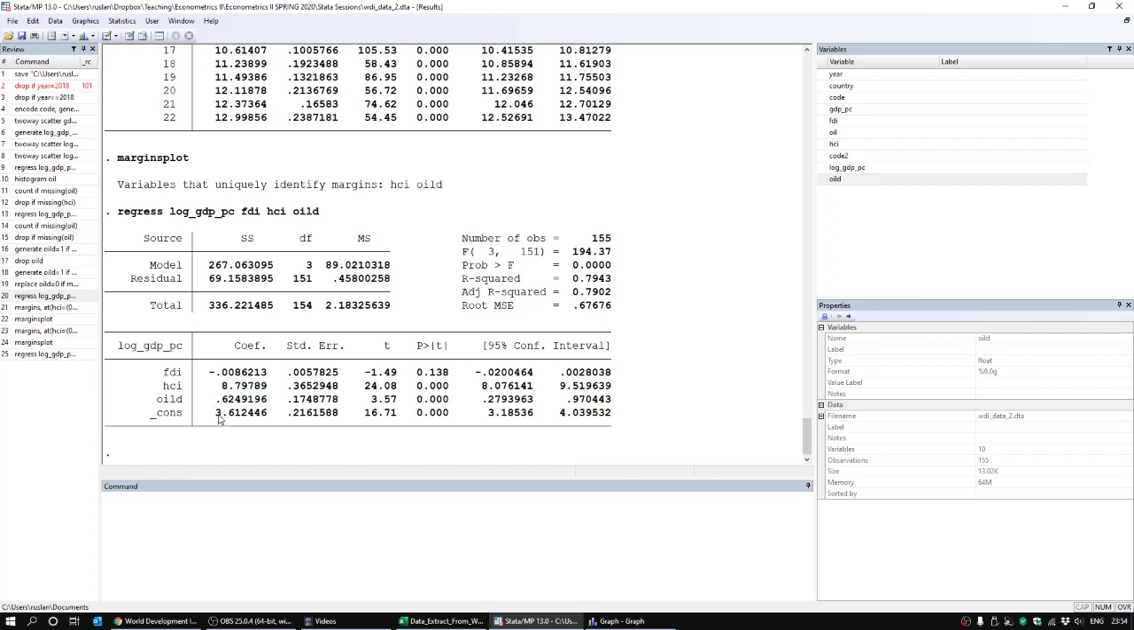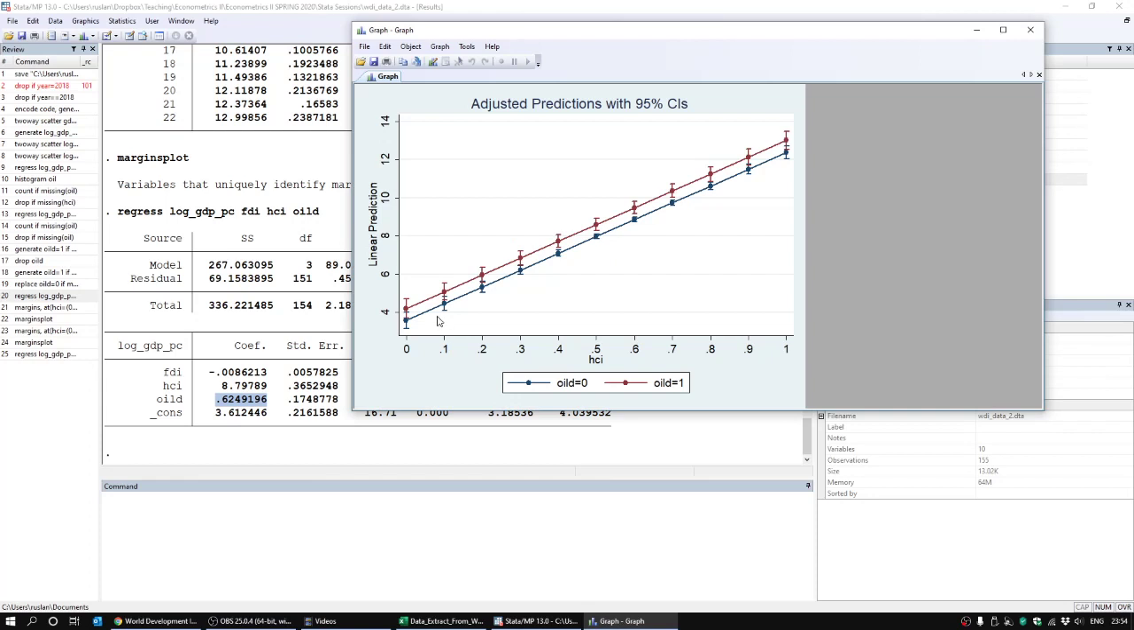Remember, the 3.6 here shows the intercept for the base category, for oil-poor countries, and if I add this number to this number here, I will get beta 0 hat plus delta 0 hat. You will get the intercept for oil-rich countries that will stand above the oil-poor countries, and you can see the difference of two lines here.